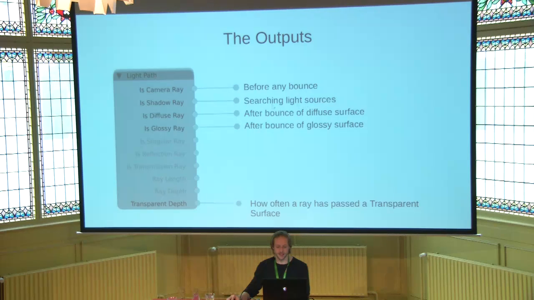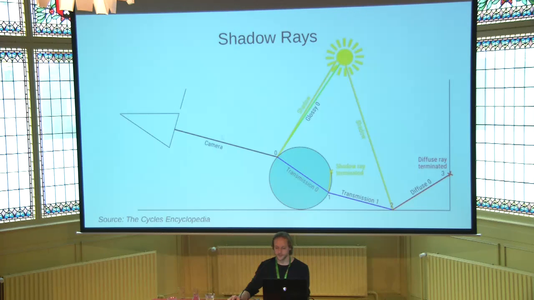A shadow ray is a special sort of ray. It's kind of part of the magic because it's really hard to grasp what it is, I think. But we have I think a good explanation in the next slide. And of course, if a ray bounces off a diffuse surface, it becomes a diffuse ray. And the same thing with the glossy surface. And I've already mentioned, every time a ray passes a transparent surface, it gets counted, and this gets raised by 1.